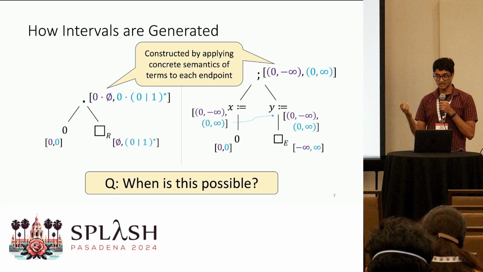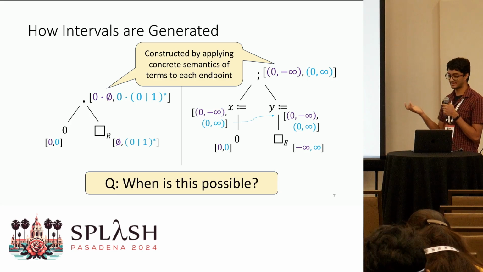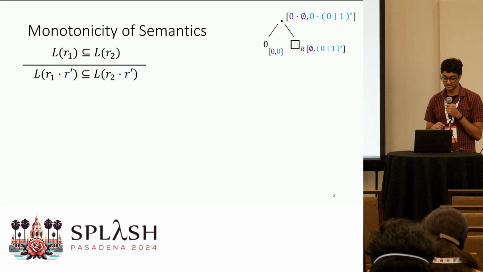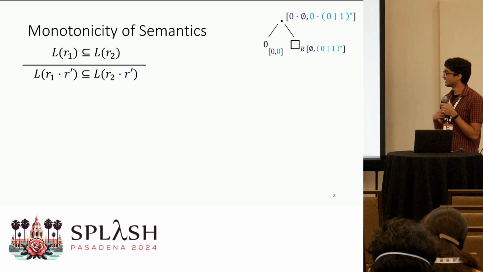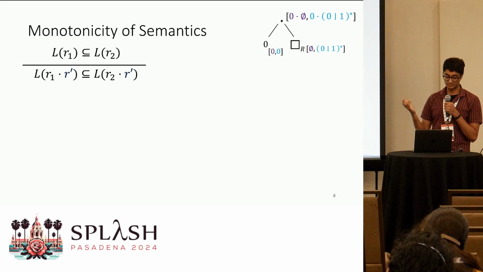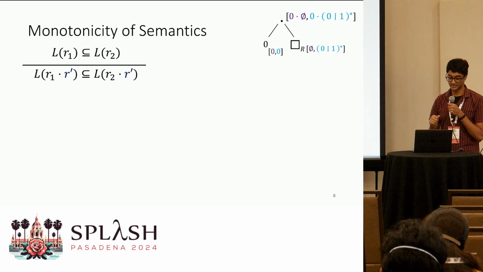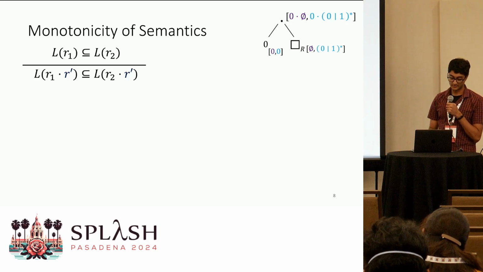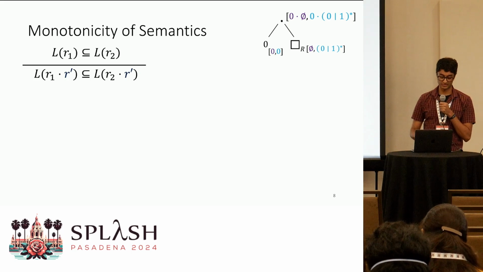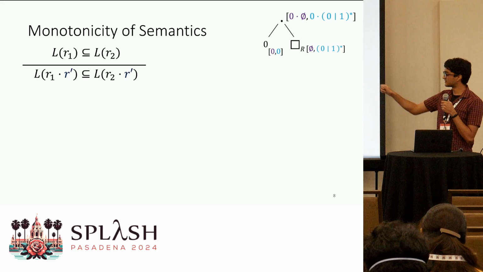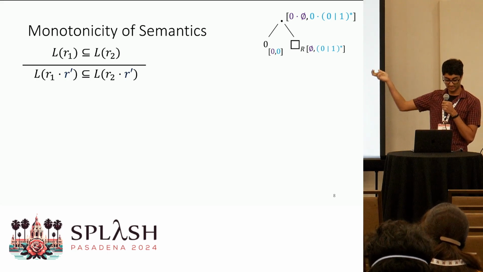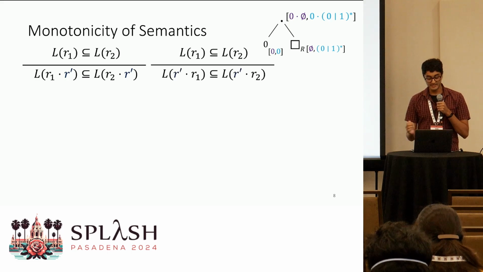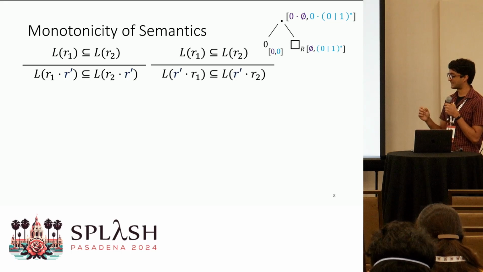So in order to automate this process, we may ask, when is this actually possible? Let's look again at our concatenation operator to gain some intuition. Concatenation has a really nice property: if you take two regular expressions, R1 and R2, and we know that the language of R1 is a subset of the language of R2, then for a third regular expression, R prime, the language of R1 concatenated with R prime is a subset of R2 concatenated with R prime. And this is true even if we swap the order of concatenation.